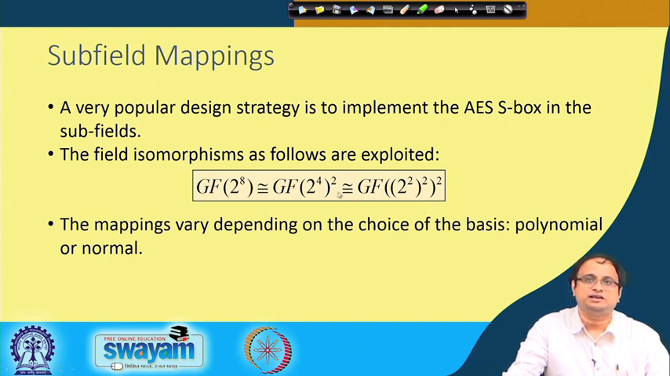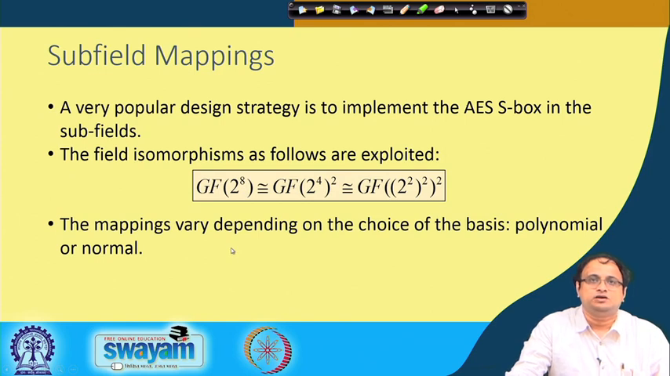Also, since they are isomorphic, you can transform this field into GF2 power of 2 power of 2, do your operations in this field in a more efficient manner, and then apply the reverse mapping to get back to GF2 power of 8. Remember that our AES operates in GF2 power of 8. So, we should be able to get the result back in the original target field.